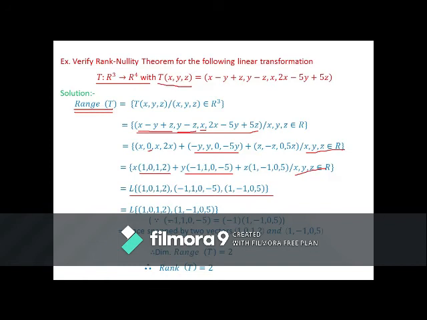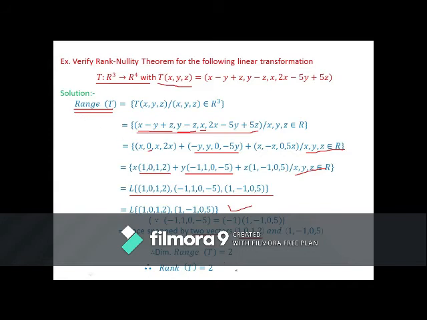So linear combination of this factor is nothing but the linear combination of this factor. So we have removed this factor, we have taken only two vectors (1, 0, 1, 2) and (1, -1, 0, 5). You can easily verify these vectors are linearly independent. So this is nothing but the space spanned by the two vectors, which are these two vectors: (1, 0, 1, 2) and (1, -1, 0, 5). So the range of T is spanned by only two vectors.